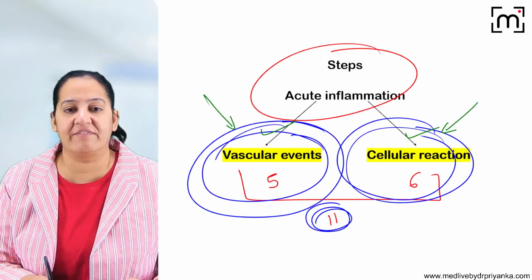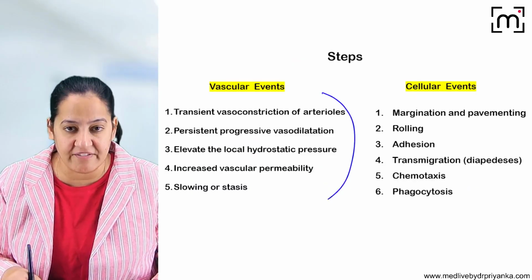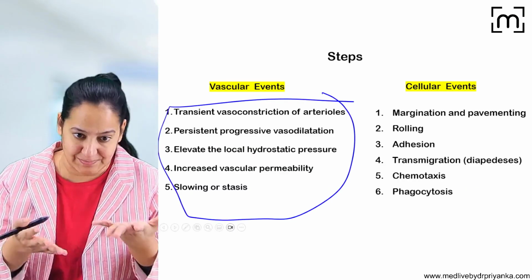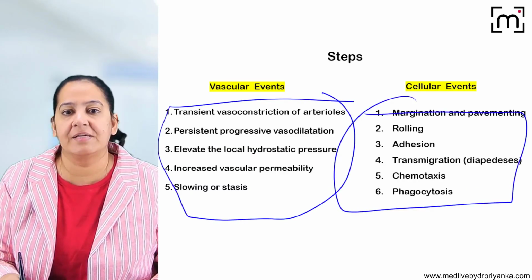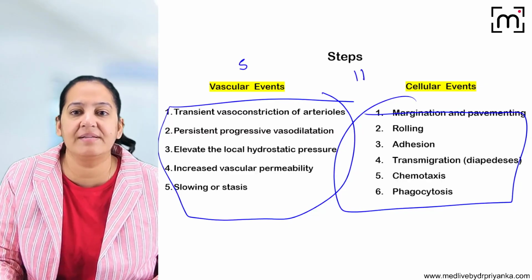Let's start with the vascular events. Okay, what are the 5 vascular events? These are the 5 vascular events. I'm not reading them. I will directly explain you. And these are the 6 cellular events. So total 11 events, 5 vascular, 6 cellular.